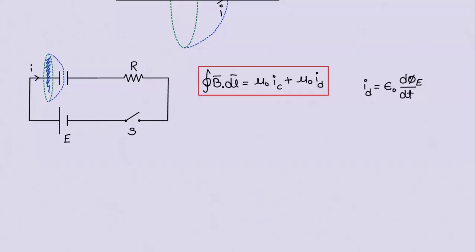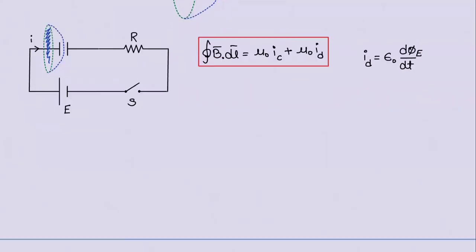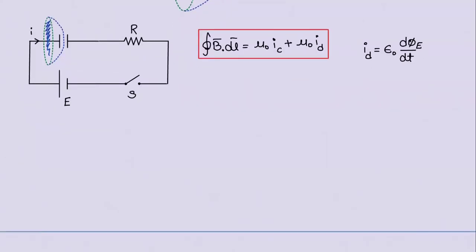Sir, I'm not getting it. We'll do one thing. I'll prove this one. If you're interested, listen to me. Otherwise, this part is not required. Proof is not required for IIT JEE. Okay, but I'll prove it.